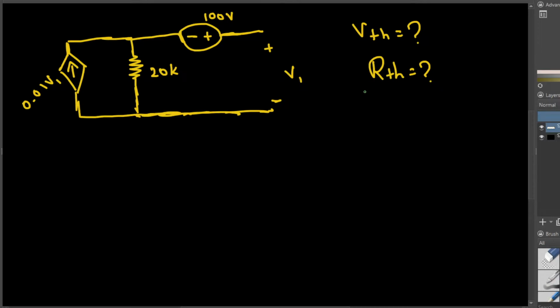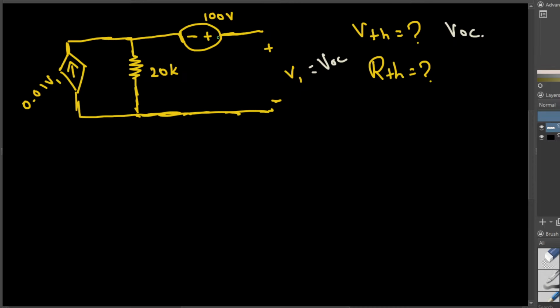To find out the VThevenin and RThevenin, we have the circuit provided like this. Let's solve it. First thing you have to know is that VThevenin is equal to V open circuit. In this case, V1 is the V open circuit, so V equals VOC. If you find V1, that's going to be the VThevenin. Okay, now let's see how we can do it.